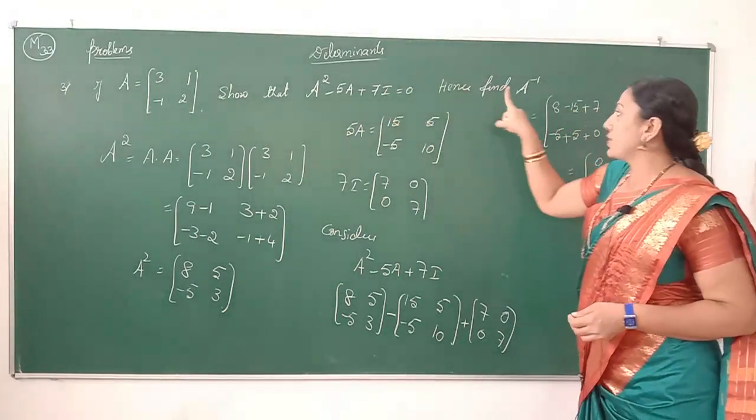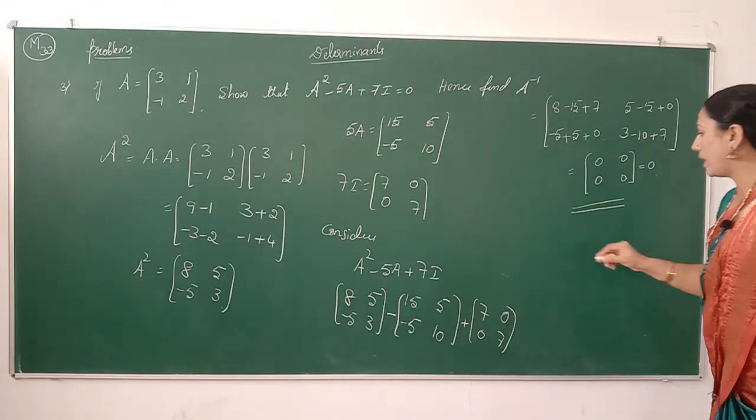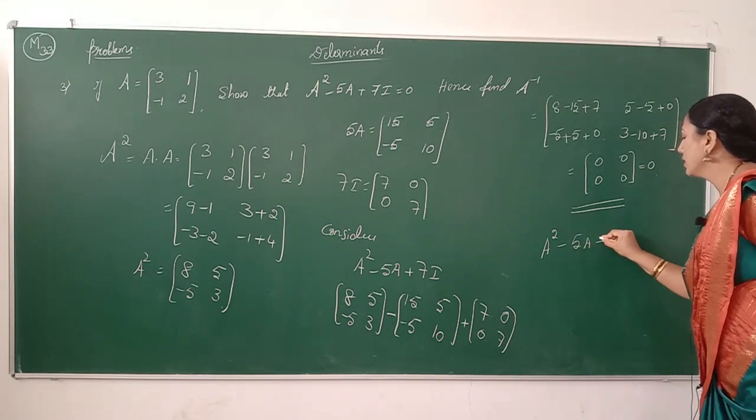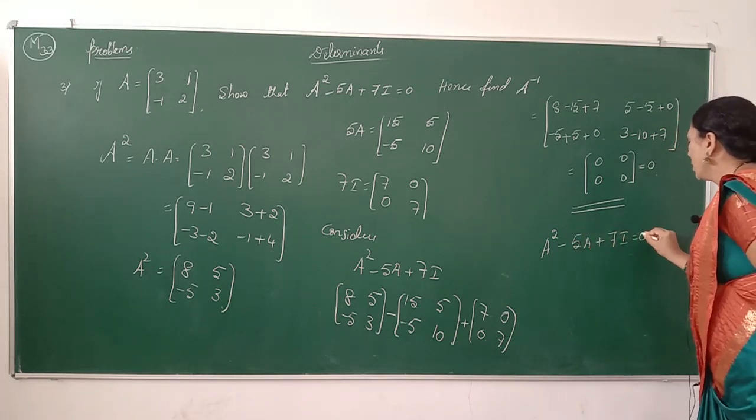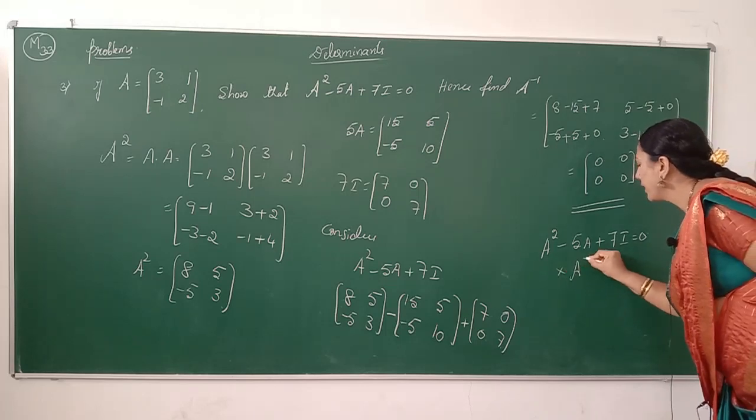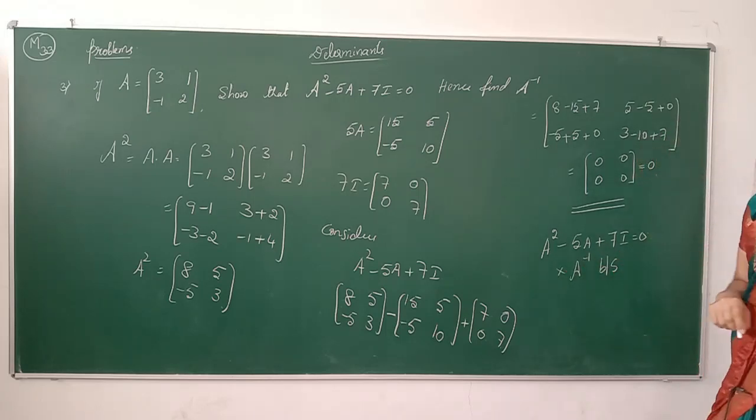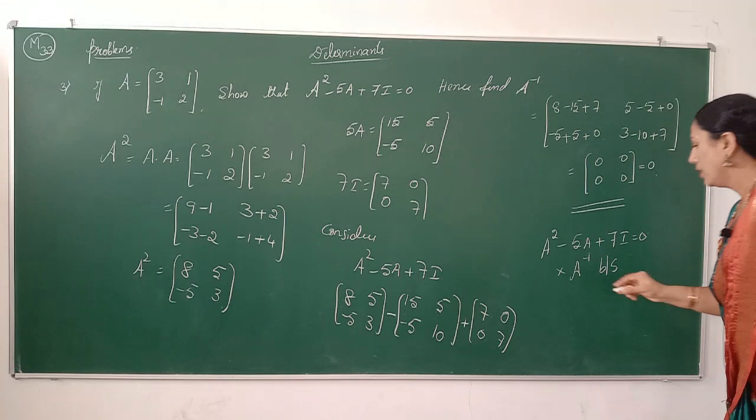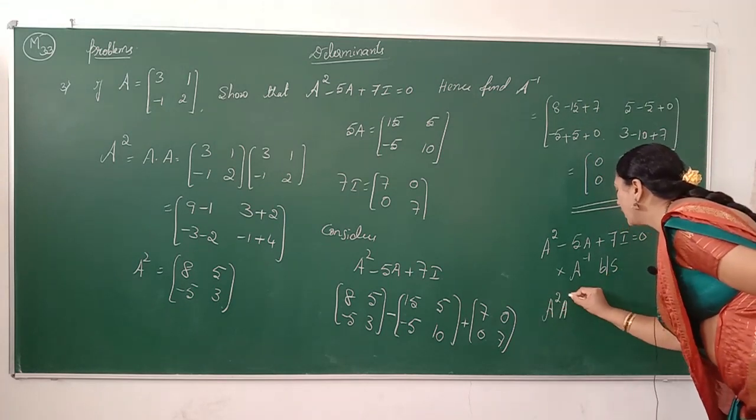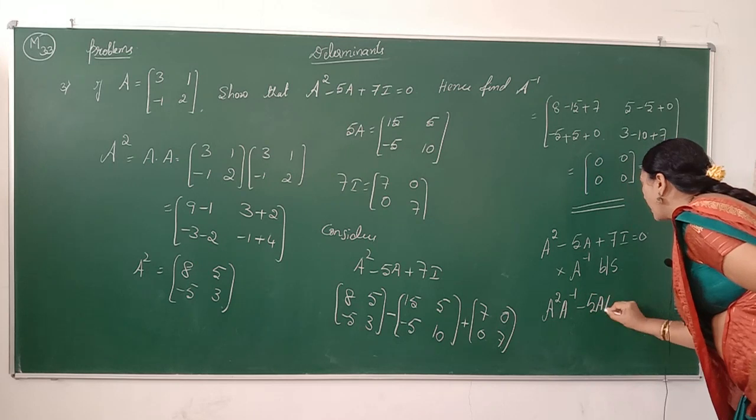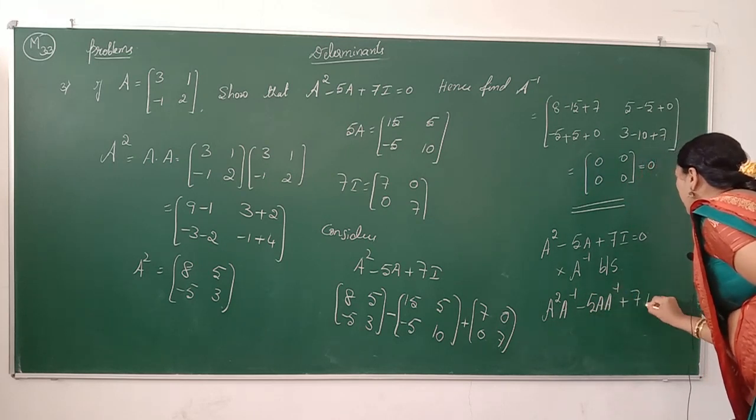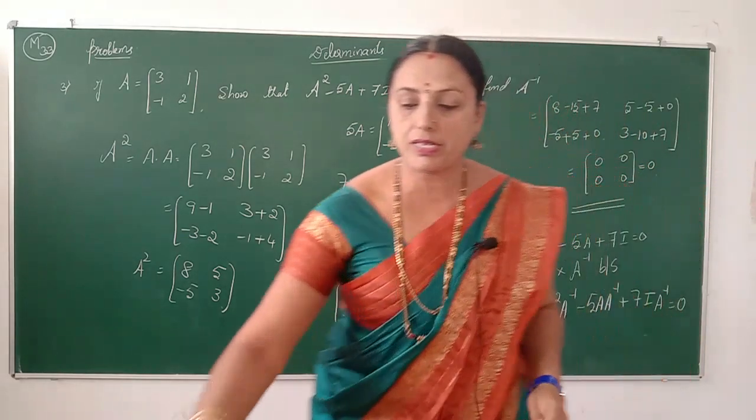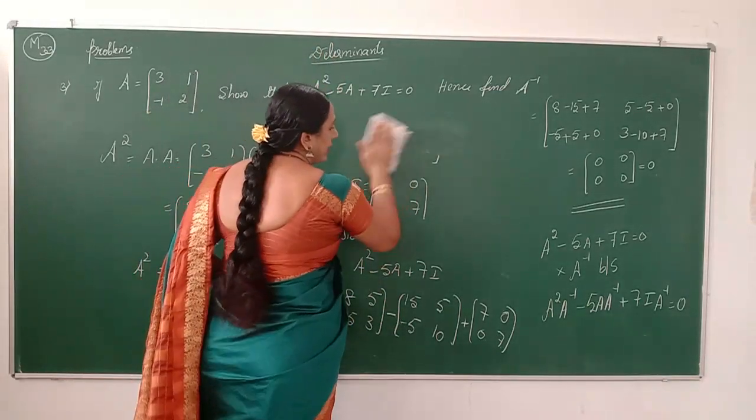After that, by using that equation, how to find the inverse of matrix A. We will consider the equation A square minus 5A plus 7I equal to 0. If it is multiplied by A inverse on both sides of the given equation, that is A square into A inverse minus 5 into A inverse plus 7 into I into A inverse, it will be equal to 0. It means all the terms of the given equation are multiplied by A inverse.